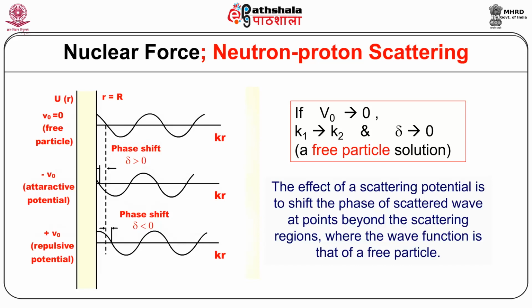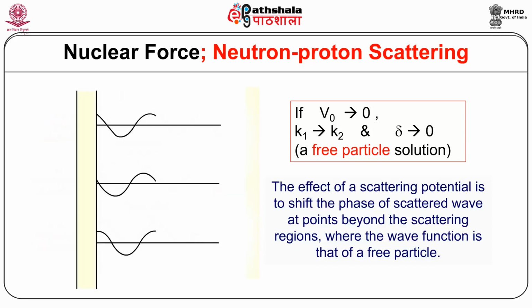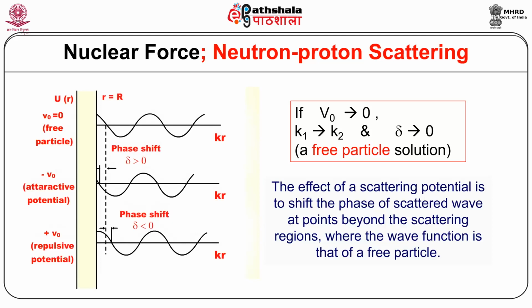So it means if V0 tends to 0, K1 is equal to K2 and delta tends to 0, a free particle solution. So the effect of a scattering potential is to shift the phase of the scattered wave at points beyond the scattering region, where the wave function is that of a free particle. So this is the conclusive situation that we can understand with the help of the diagram shown.